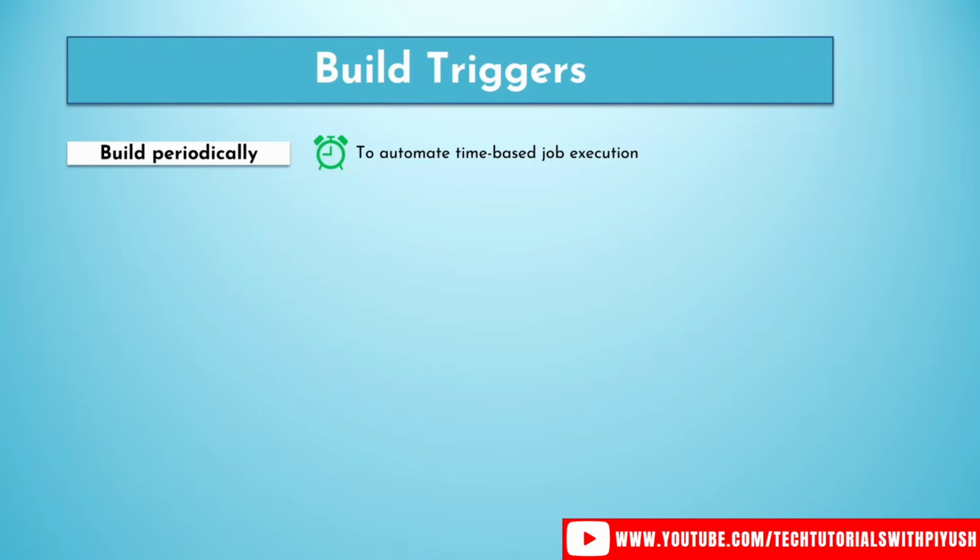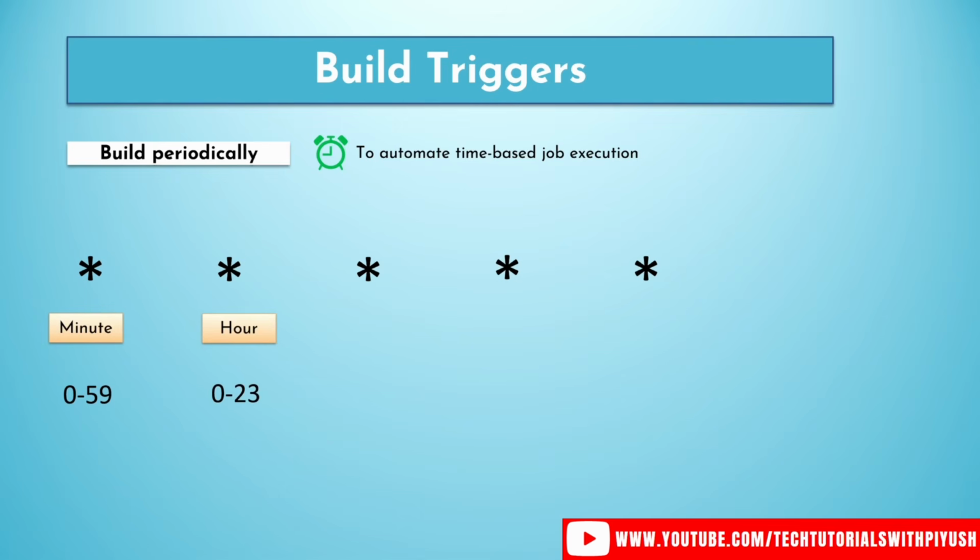Okay, so there are usually 5 fields in this syntax, represented by default by 5 asterisks. The first one represents minutes, and allowed values are 0 to 59. The second one is hour, allowed values are 0 to 23. The third one is day of month, and allowed values are 1 to 31. The next one is month, allowed values, as you have guessed right, 1 to 12.